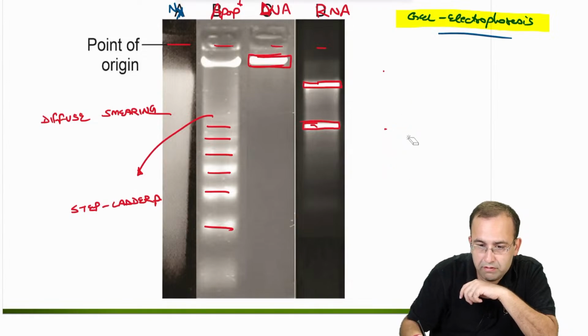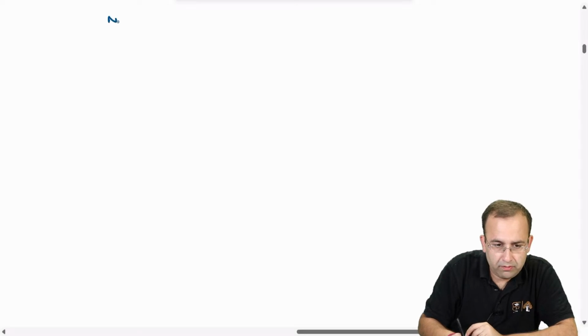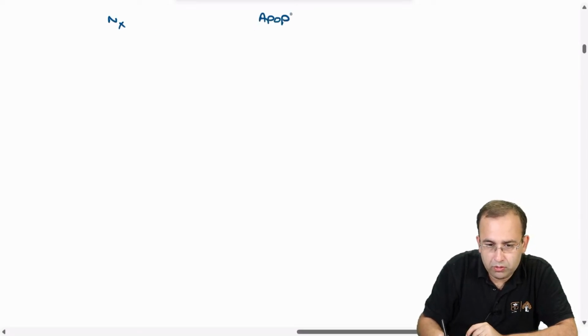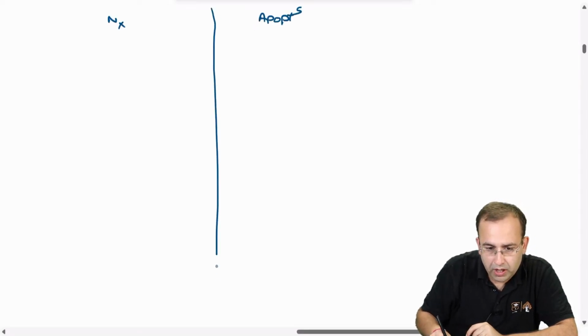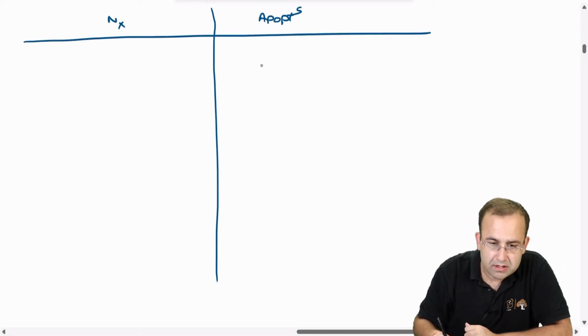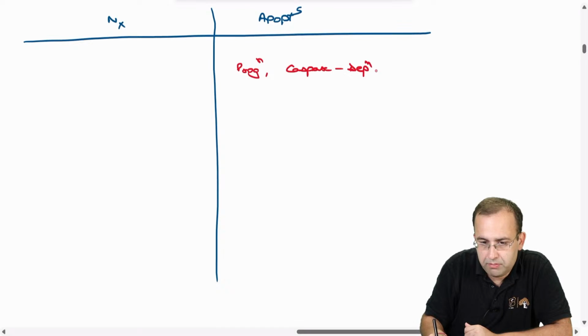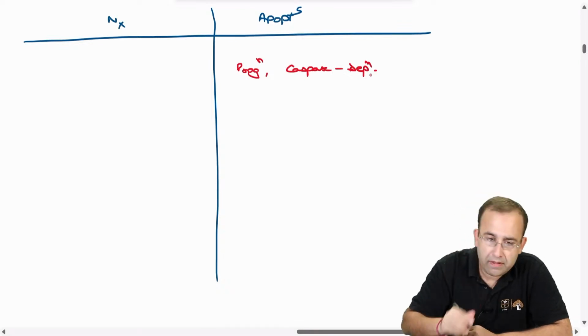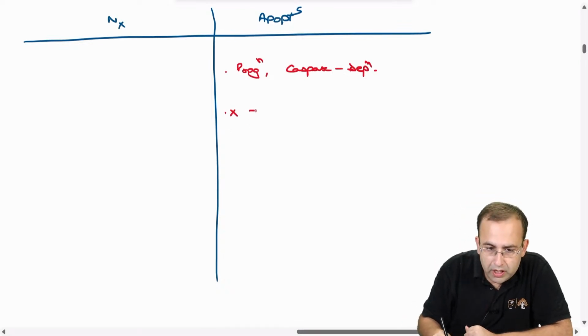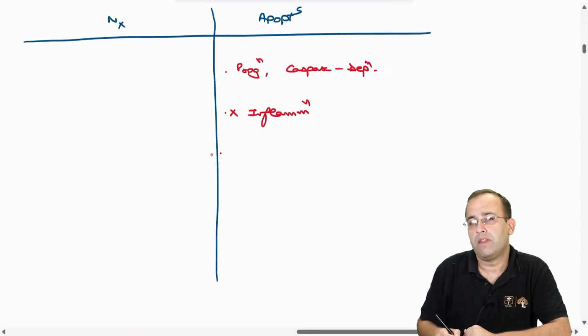Now, when we talk of necrosis versus apoptosis, just listen to this. Apoptosis, you very well know, is programmed. Which proteins play a role in apoptosis? Caspases. It is programmed caspase dependent cell death. It is not associated with inflammation. If you know this, you will know everything.